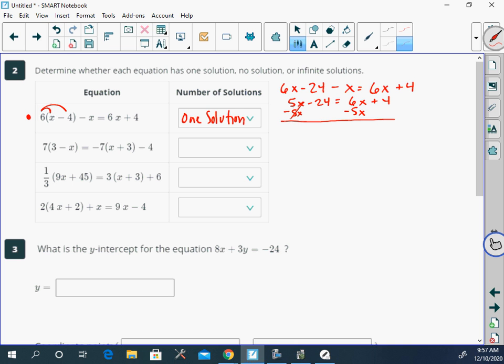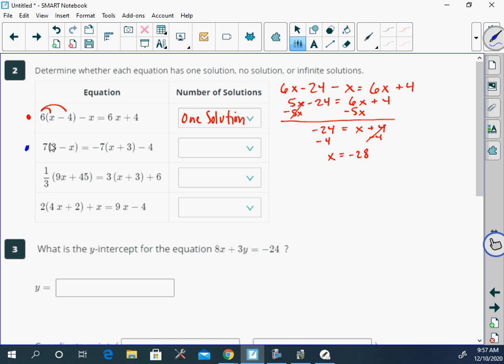But sometimes we have to know what that solution is. So I'll finish this one out real quick. We get negative 24 equals x plus 4. And then to get x by itself, we would subtract 4 from both sides. So we get an answer, x equals negative 28. So one solution there.